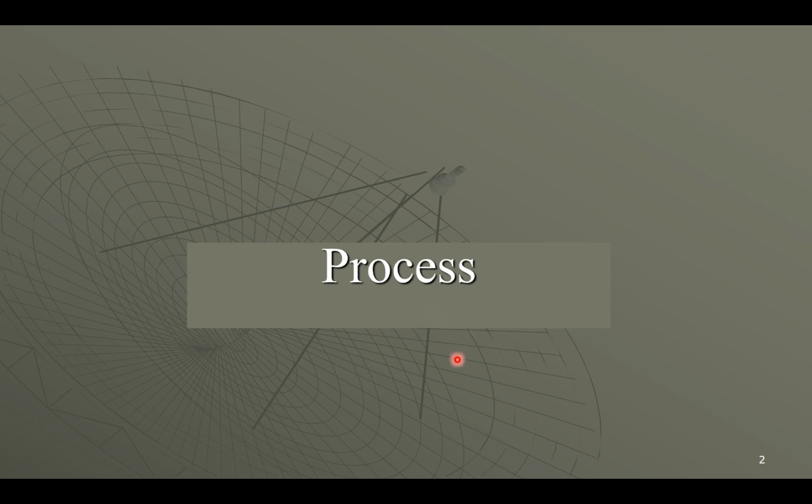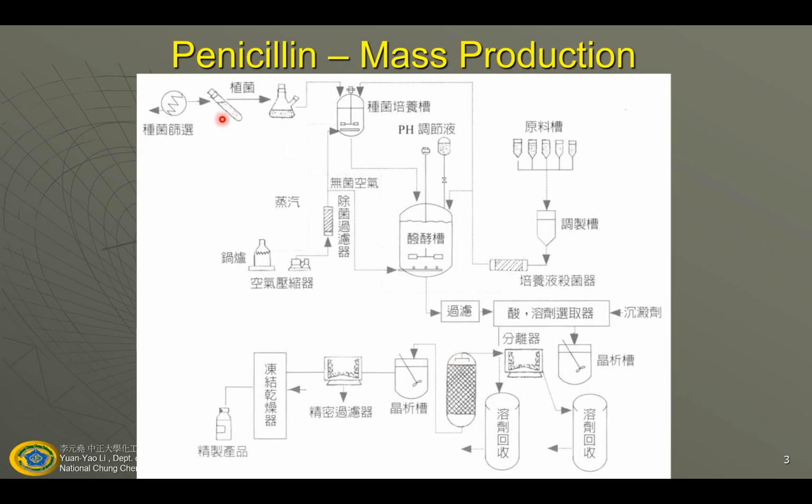First of all, let's again think of the process. I hope you still remember the mass production of penicillin can be described in these processes. You have raw material in and the product out. Through these processes, you can have mass production of penicillin products from raw materials, and you can go to process A, process B, process C, process D, etc.